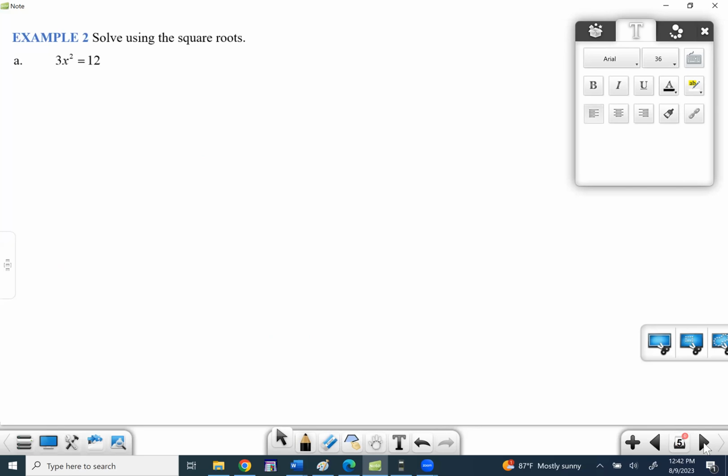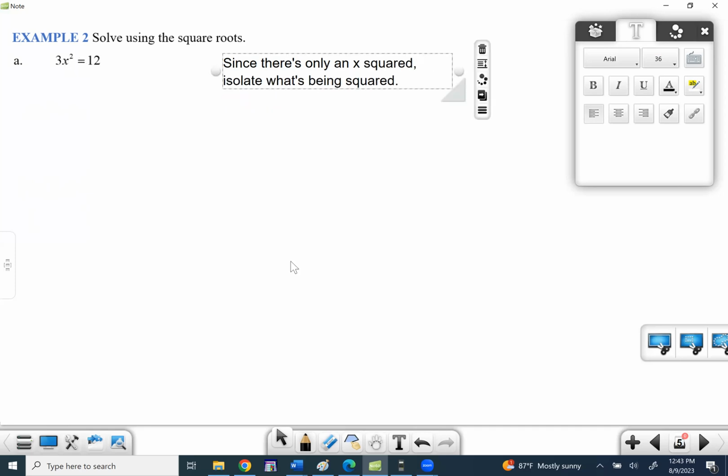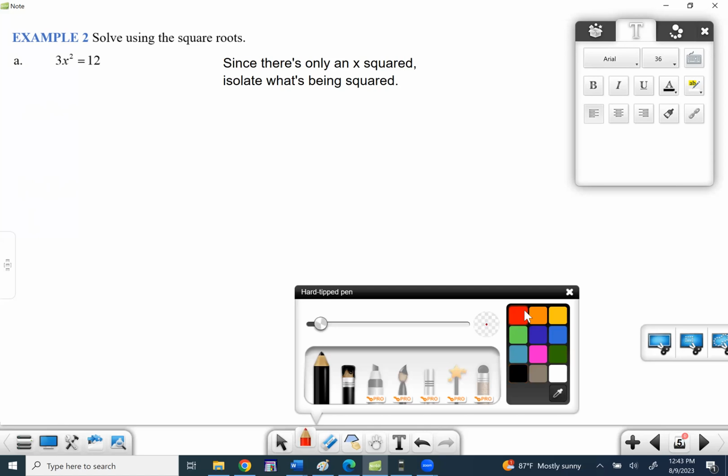All right, now sample 2. This is going to use that second principle, the principle of square roots, okay? Now you can tell that these are different than the last 2 because they don't have both an x squared and an x, okay? It only has an x squared. So since there's only an x squared, we're going to isolate whatever is being squared. Okay. So in this case, what's being squared is x. So we're going to isolate the x squared in this case.